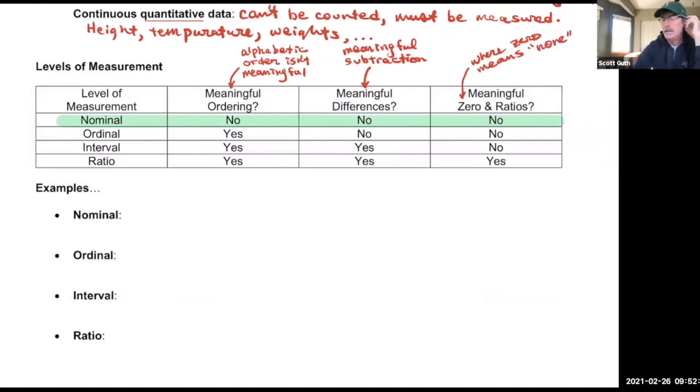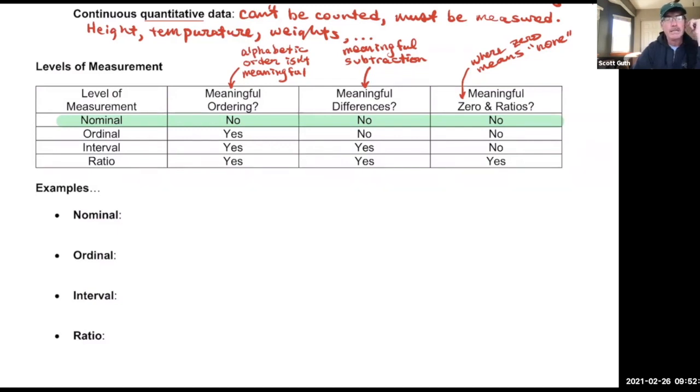Okay. And the thing about meaningful zeros is that if you don't have a meaningful 0, then you can't do ratios, meaning you can't say that 10 is twice as big as 5 if 0 doesn't mean none. This will be clear in an example in a minute.